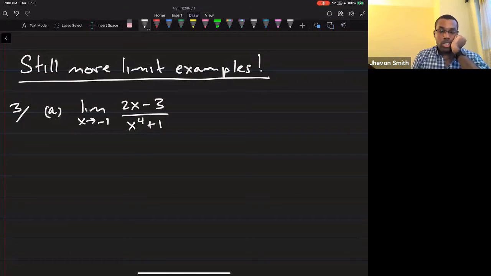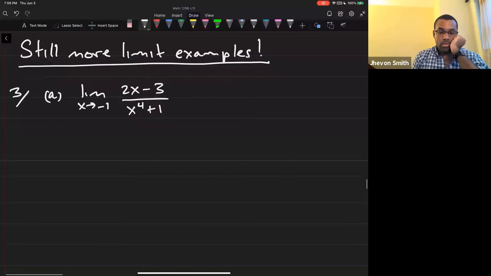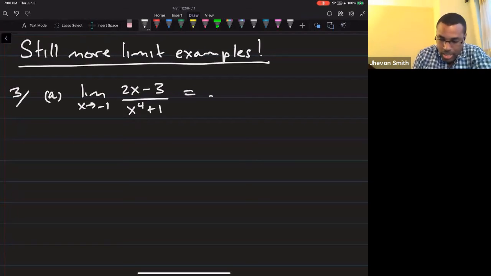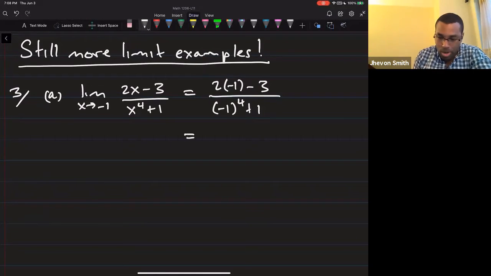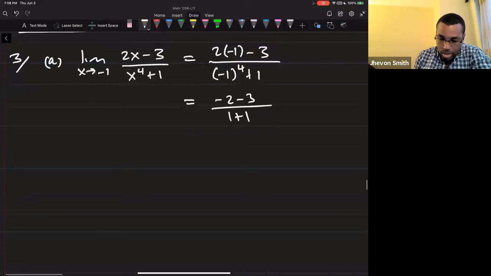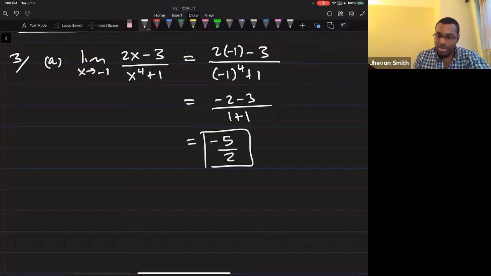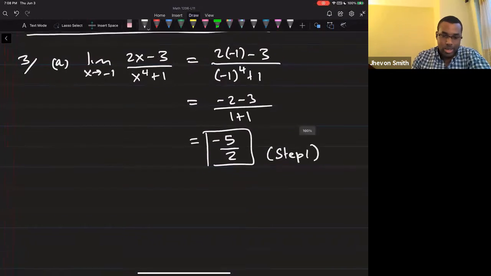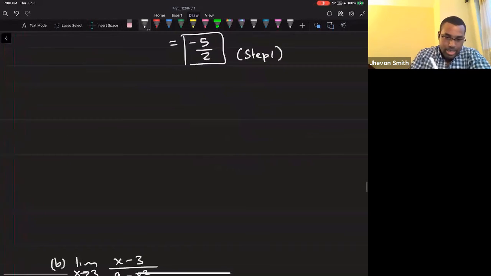So here, what did you do? I plugged in. I know I probably wasn't supposed to, but why not? What's the problem? Would the denominator be 0? No, so we can plug in, right? Yeah, you plug in, step 1. So that's -2 minus 3 over 1 plus 1. It's -5 over 2. Yeah, step 1. Cool, all right.